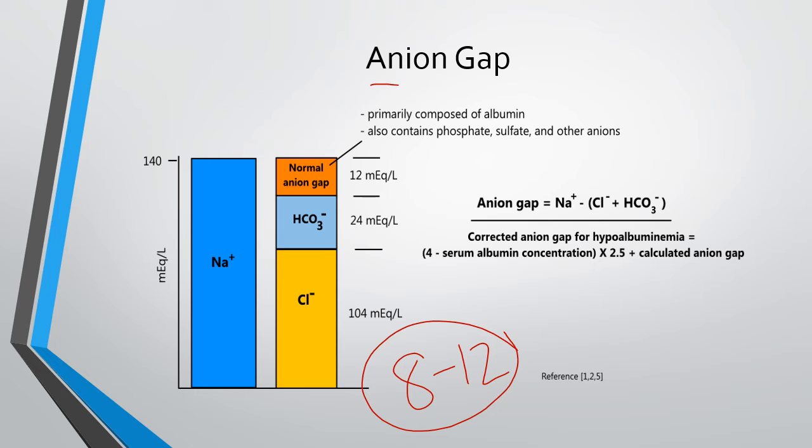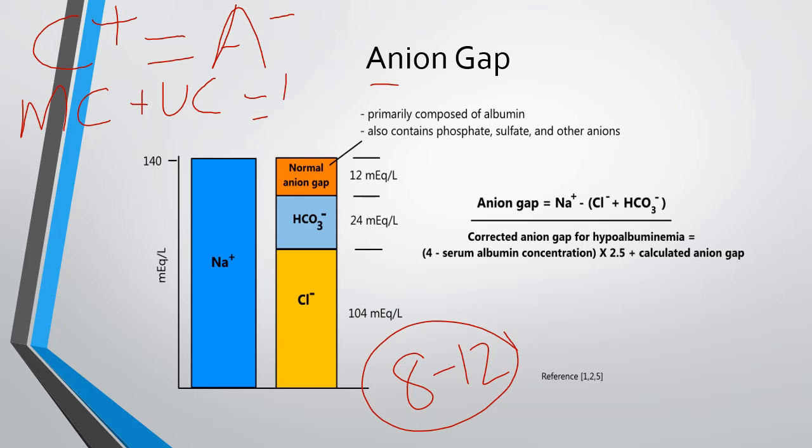So if we express this mathematically, that tells you that cations equal anions in the body. Okay, so now how do we measure this? The measured cations plus unmeasured cations, which is the total cation, should be equal to measured anions plus unmeasured anions. Okay, simplifying this further, what is anion gap?